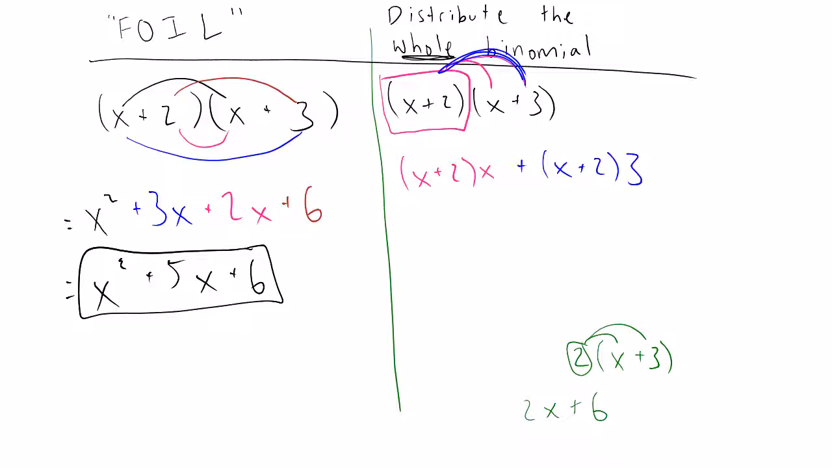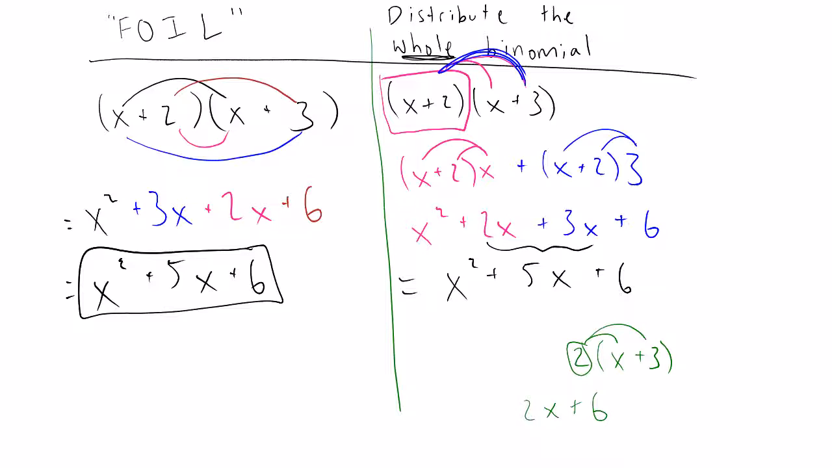Well, this is just a second distribution problem. There's going to be 2 steps to this, just like we had in FOIL, pretty much. So we'll distribute the x twice. We have x times x, which is x squared, x times 2, which is 2x. And then over here, we have 3 times x, which is 3x, 3 times 2, which is 6. And oh, look, it's actually going to get us the same answer, x squared plus 5x plus 6.